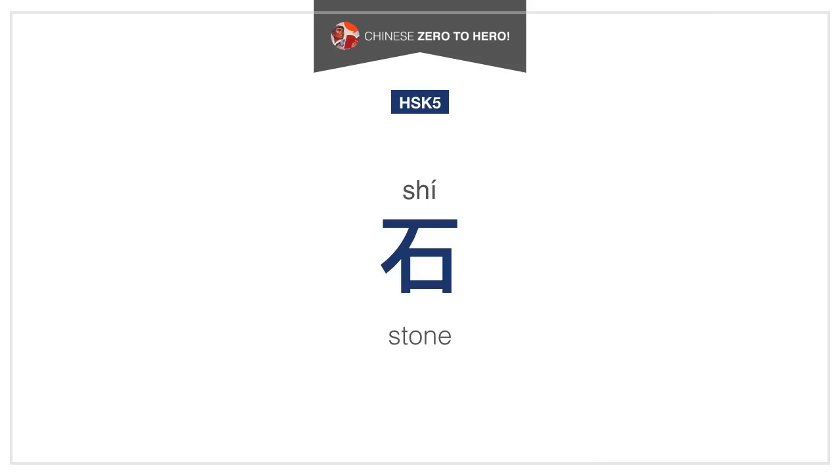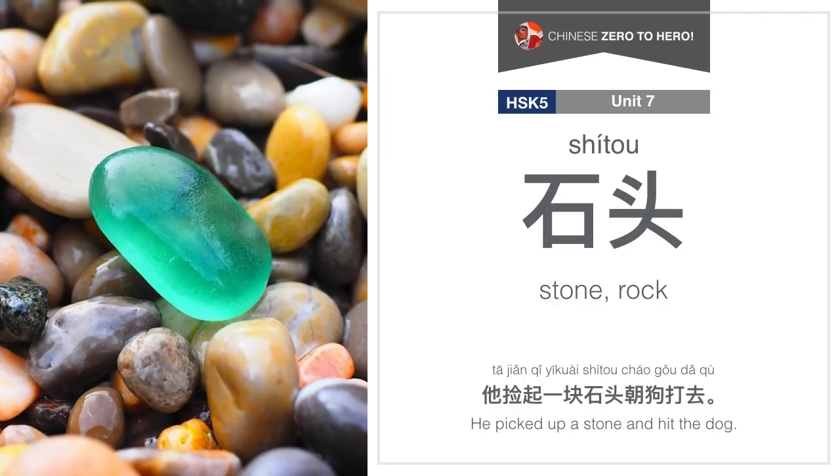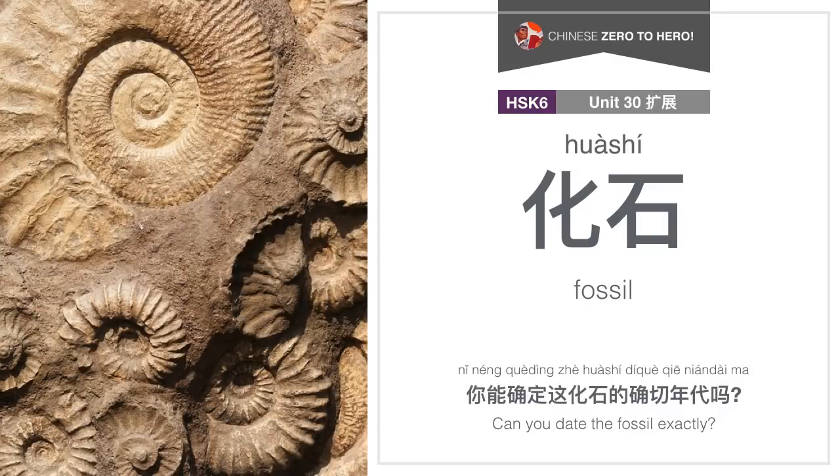石, when written like this, means stone. In HSK 5, we learn 石头 meaning stone or rock. 他捡起一块石头朝狗打去 He picked up a stone and hit the dog. In HSK 6, we learn the word 化石 meaning fossil. 你能确定这块化石的确切年代吗 Can you date this fossil exactly?